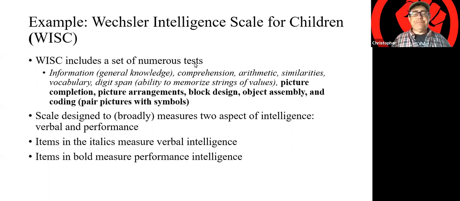The items in italics are hypothesized to represent verbal intelligence, and the items in bold are thought to represent performance intelligence. So what we're going to do with confirmatory factor analysis is we're going to take these different measures, and we're going to see if they actually comprise 2 distinct factors. Unlike exploratory factor analysis, we're not going to let the computer derive what the factors are. We're going to tell the computer these are the factors and these are the variables that go with them, and we're going to get a number of statistics that address how well that actually fits the real data that we have.